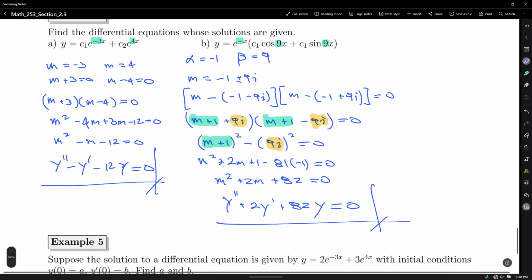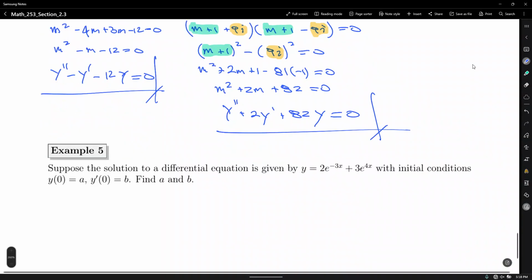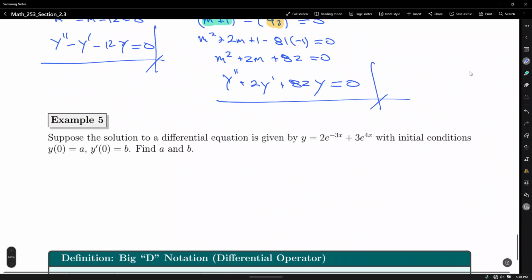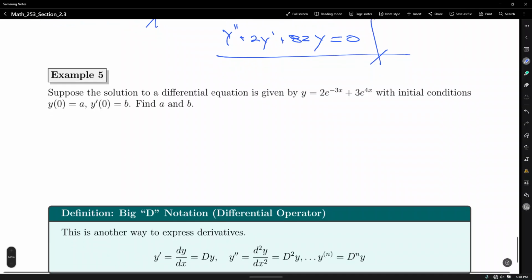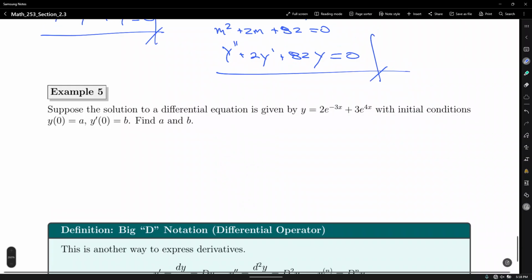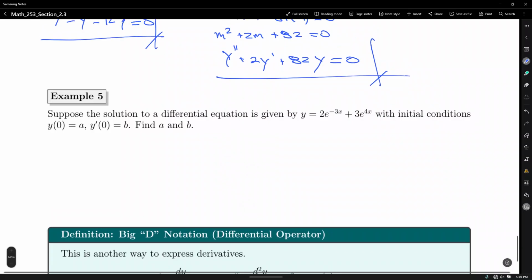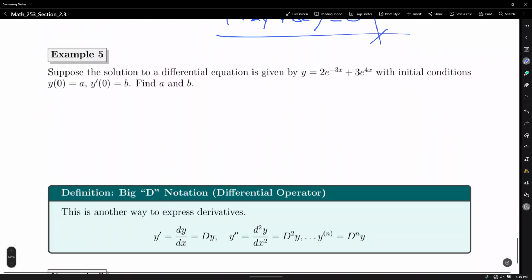Okay. So, example number 5. There's a couple more exercises, a theorem here and there. Suppose the solution to a differential equation is given by y equals 2e to the negative 3x plus 3e to the 4x. Similar to what we have over here, but with some C1 and C2 out there.